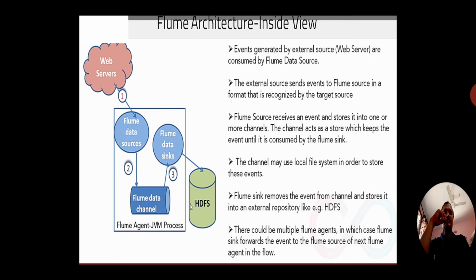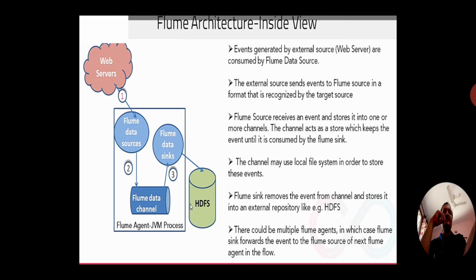Yes, now we can see here the diagram of Flume architecture. So Flume is an agent or a tool. It has three components: Flume data sources, a data channel, and a Flume sink. Whatever this Flume agent is, it is a JVM process.